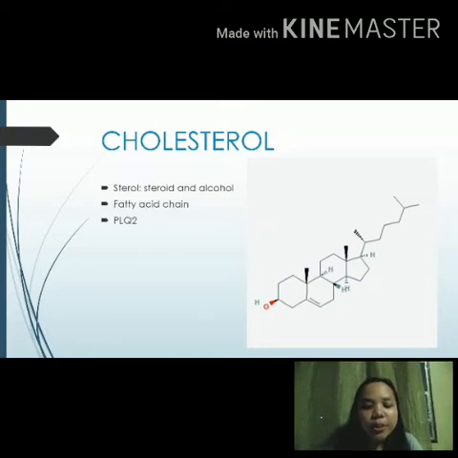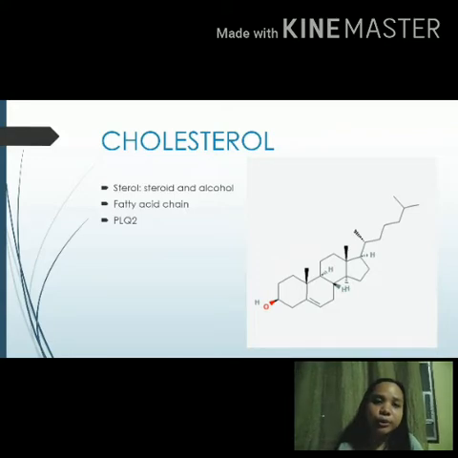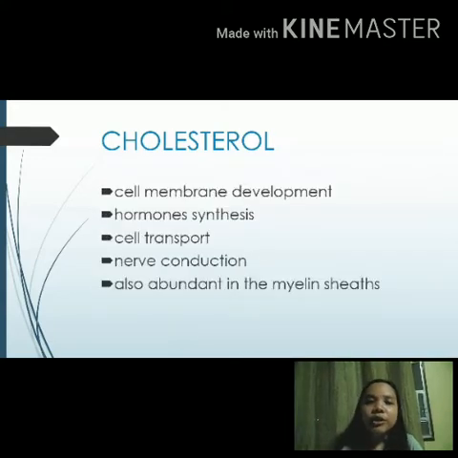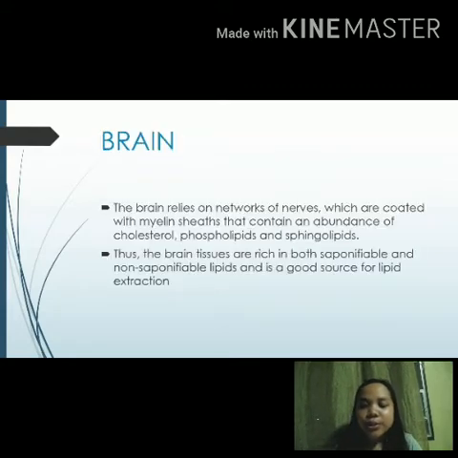To answer post-laboratory question number 2, the general structure of cholesterol is an alcohol group, a steroid group, and a fatty acid chain. So, what is the function of cholesterol in the human body? Cholesterol helps in cell membrane development, hormone synthesis, cell transport, and nerve conduction, which is why they are also abundant in myelin sheaths. So, why use brain tissues?